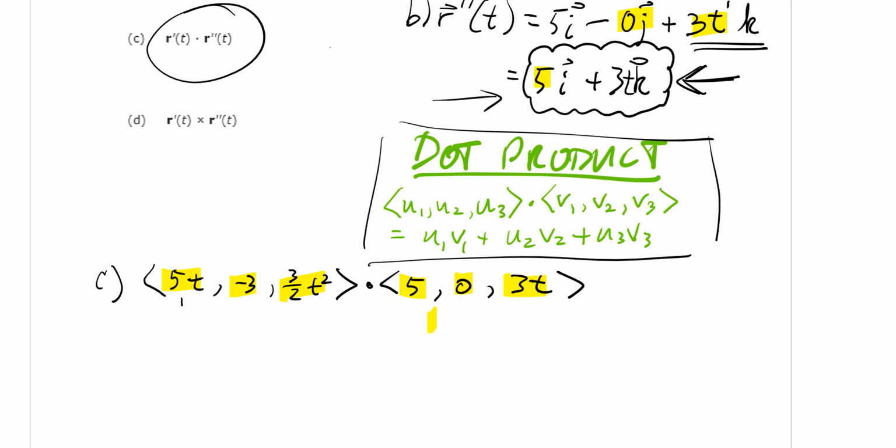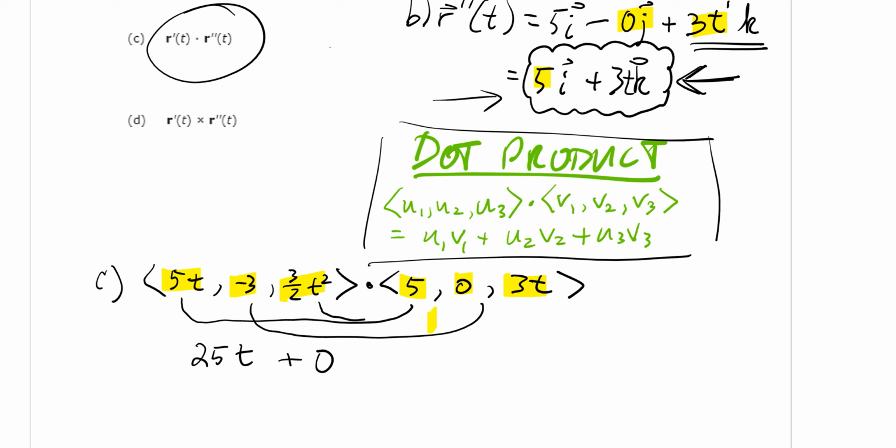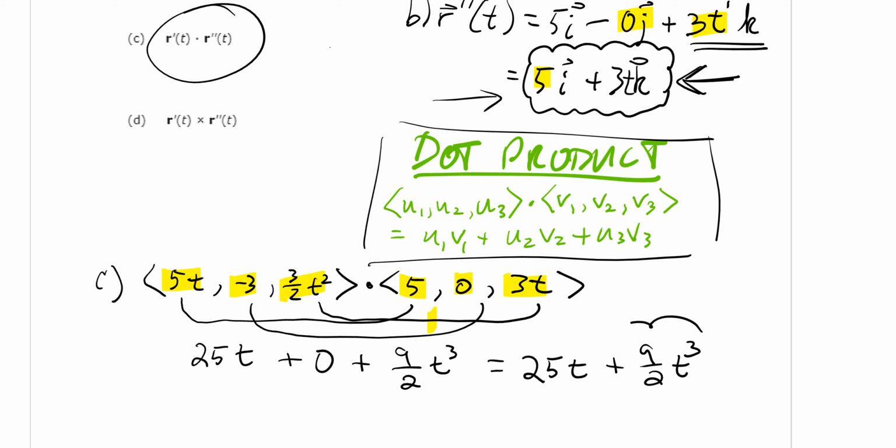And then to do the dot product, multiply 5t times 5 would be 25t, negative 3 times 0, 3/2 t squared times 3t. Part C.